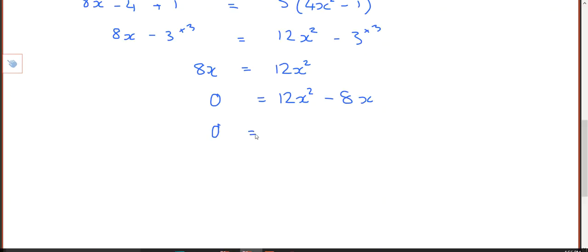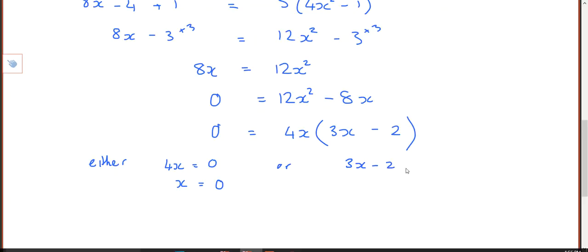Factorise. So shall we factorise it? What do we get? 4x times 3x minus 2. Now it might be a little bit off-putting that I haven't got 2 brackets, but the null factor law still applies. So either 4x equals 0, which means x equals 0. Yeah, it's the only way it can happen. Or 3x minus 2 equals 0, which means x equals 2 over 3. So they're my 2 solutions.